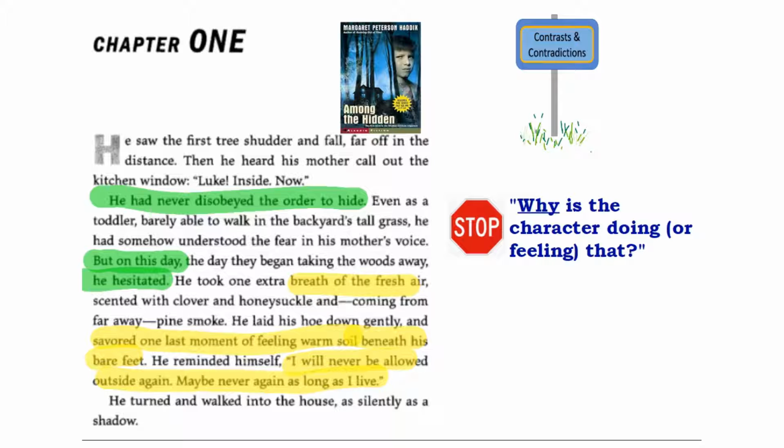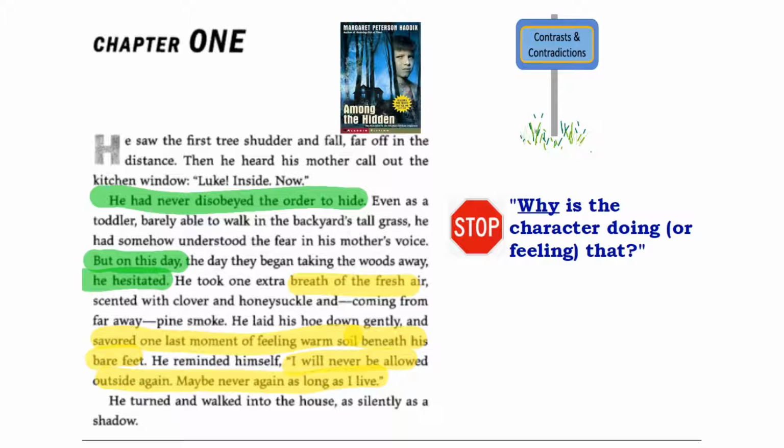I'm going to try and make some predictions about his character. I think that he's been a very obedient person in the past, but because he hesitated, even though he went inside today, maybe in the future he's not going to. Maybe he's going to become a rebel.